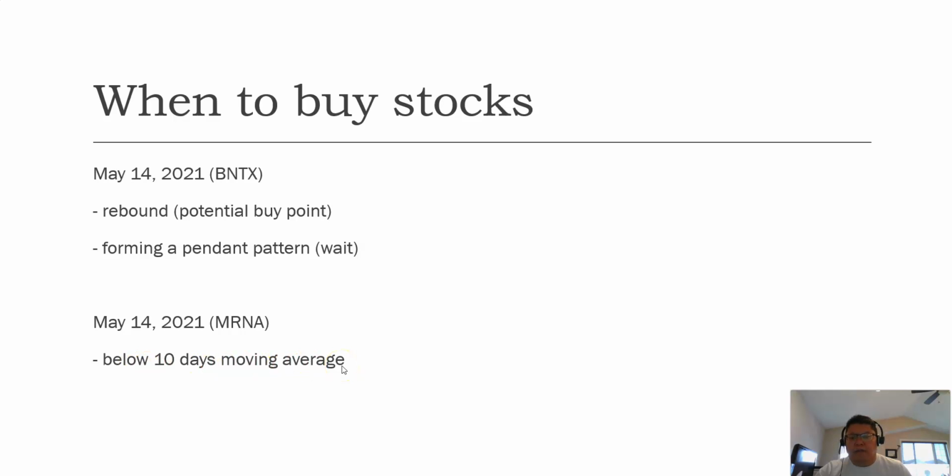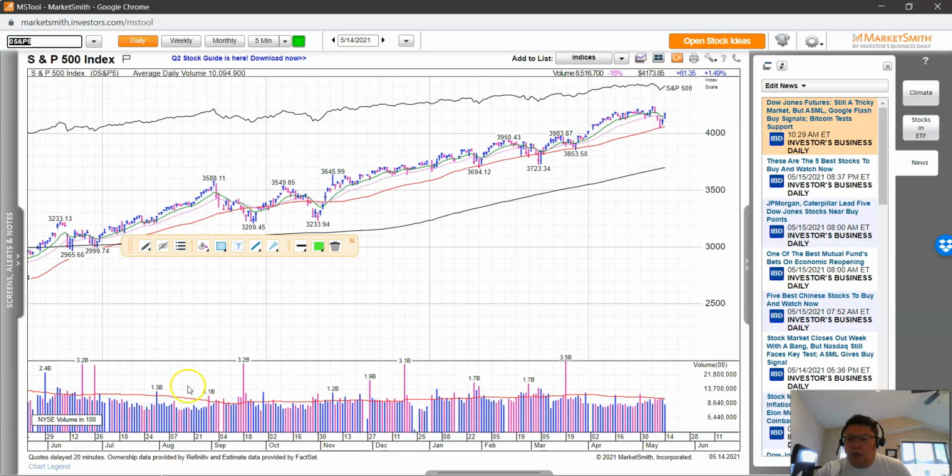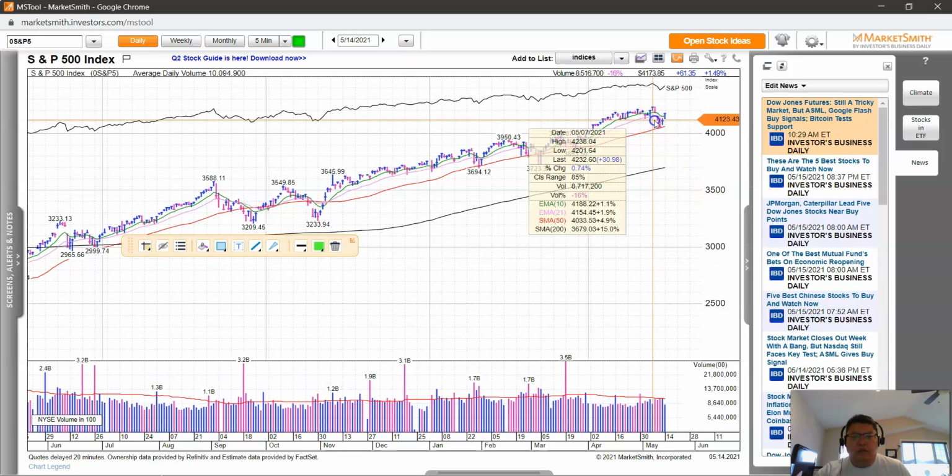So again, that's one of the notes I made: I don't usually buy if it's below the 10 days moving average. So let's take a quick look at the chart. Before we touch on the specific stock, I do want to highlight that this week the stock market did pull back strongly on the first 3 days of the week, Monday to Wednesday, and you can see that on the S&P right here.